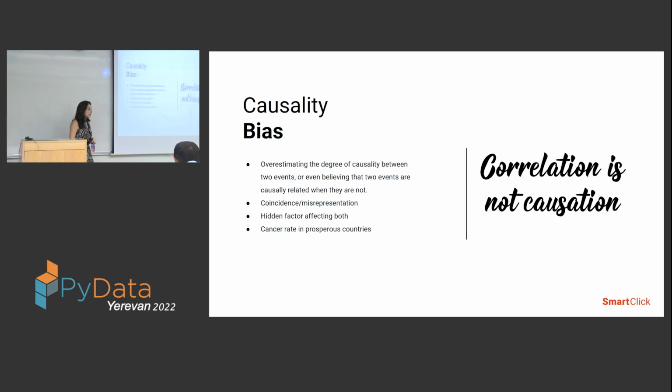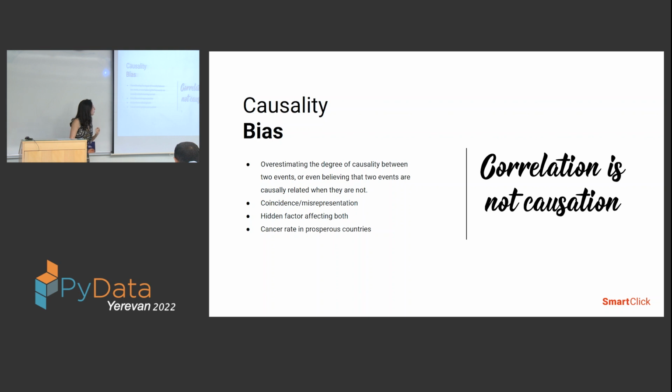So the causality bias, I think people have heard about the most, like this tagline of correlation is not causation. It is the case of overestimating the degrees of causality between two events. Okay, I'll rephrase that. We're estimating the degrees of correlation between two events and thinking that they are causally related, so they are causing one another.